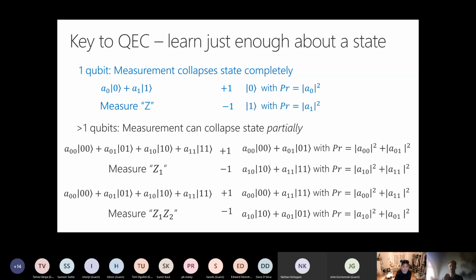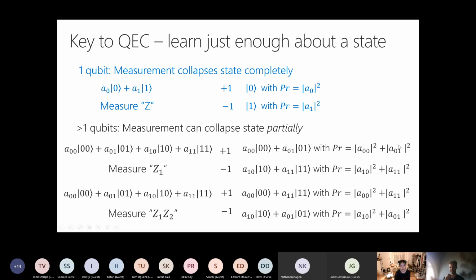So imagine measuring the overall parity of these qubits. That would mean that if the state is 0, 0, that has parity +1. If the state is 1, 1, that has parity +1, too. But if the state is 0, 1 or 1, 0, that is parity -1. So all we mean by parity here is that it distinguishes modulo 2 the sum of the entries in a bit string. Okay, so again, this will collapse the system partially, but not entirely.